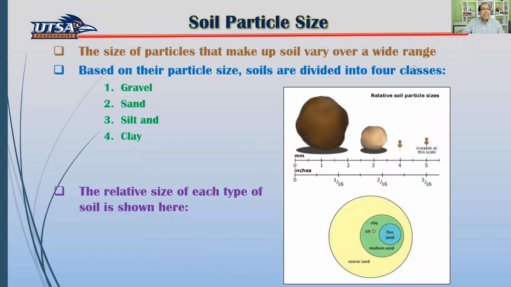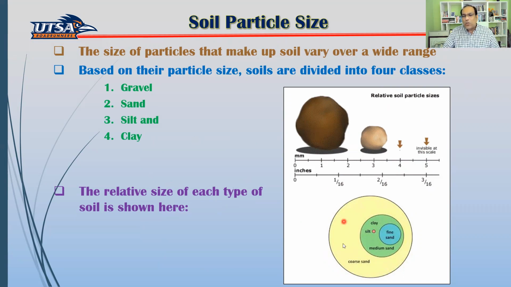You can see the size of particles that make up soil vary over a very wide range. So based on that particle size, soil are divided into 4 classes like gravel, sand, silt, and clay. So the relative size of each of these type of particles are shown here, as I told you right now.